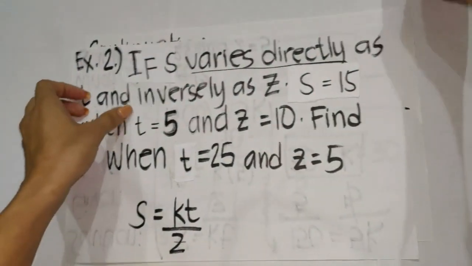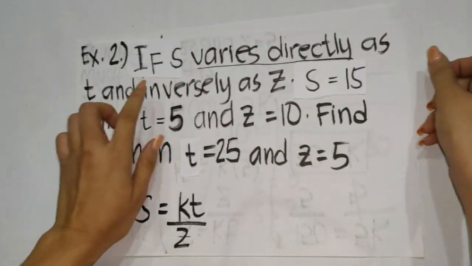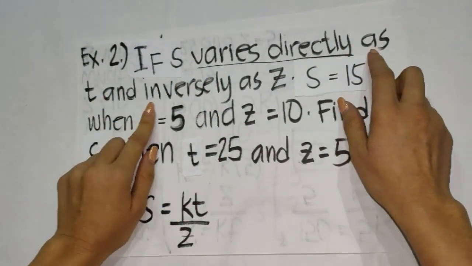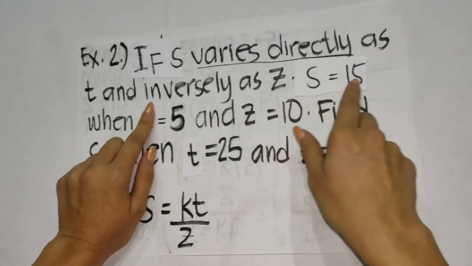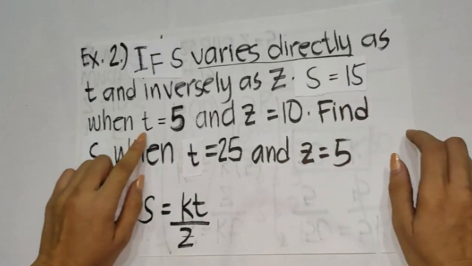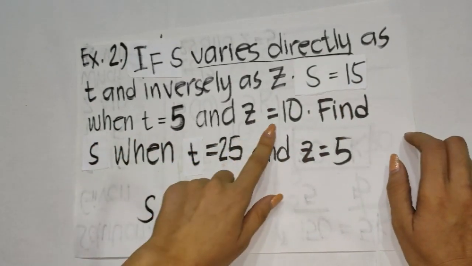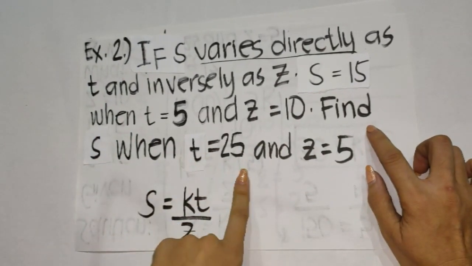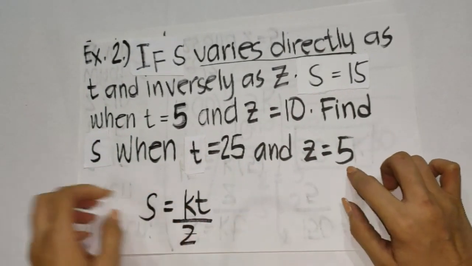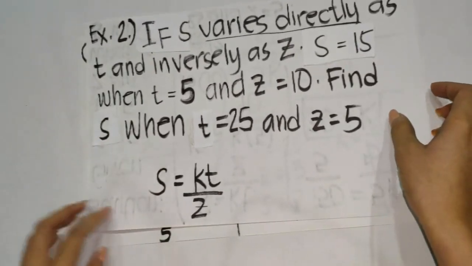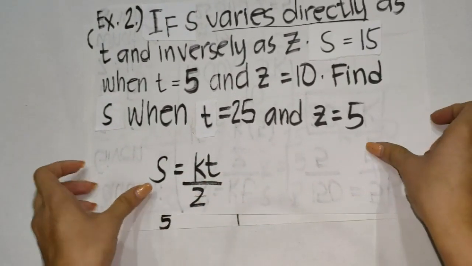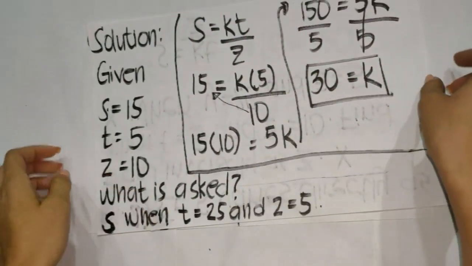And to understand it clearly, let's have an example. So, we have here, for our example number 2, given that S varies directly as T and inversely as Z, S is equal to 15, when T is equal to 5 and Z is equal to 10. Find S when T is equal to 25 and Z is equal to 5. So again, isusulat po natin siya as S is equal to KT over Z. So paano natin siya ngayon isa-solve? So the solution will become like this.